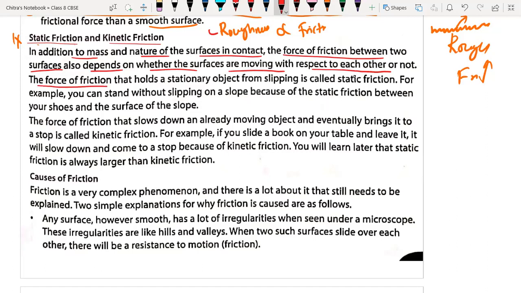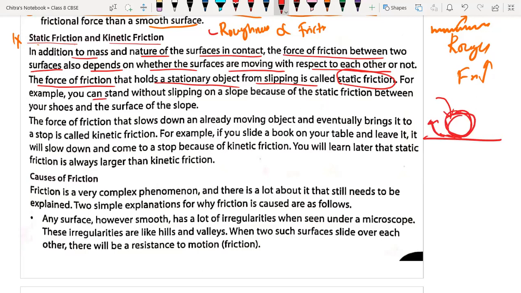The force of friction that holds a stationary object from slipping is called static friction. Suppose here we have a surface and here we have an object, and the friction force is working between them to keep that object in a static position. Then it is called static friction. Static means it is not going to move. That's why it is called static friction.